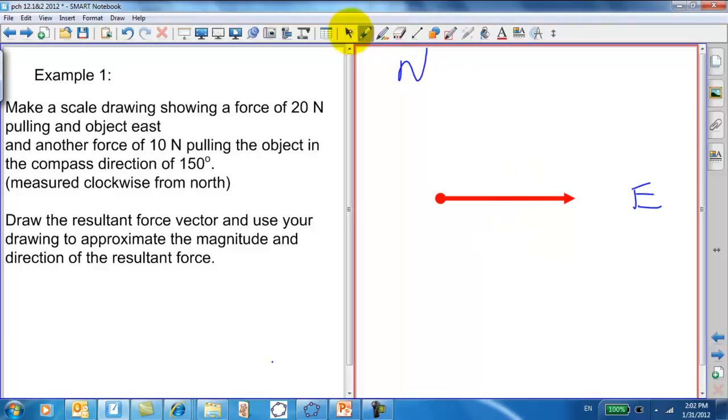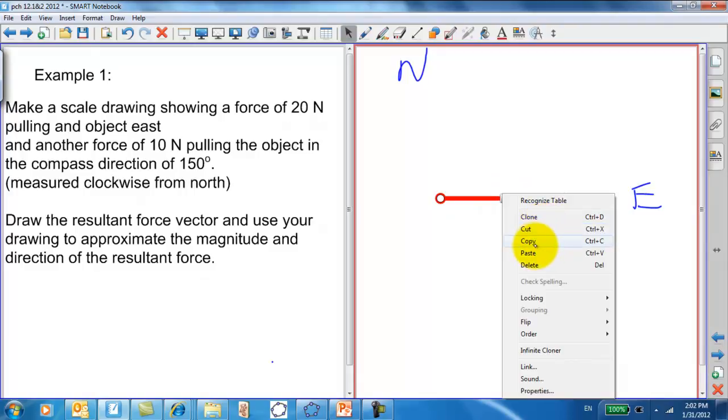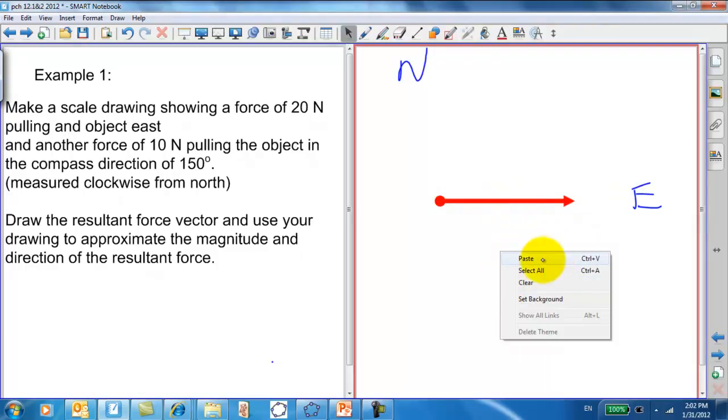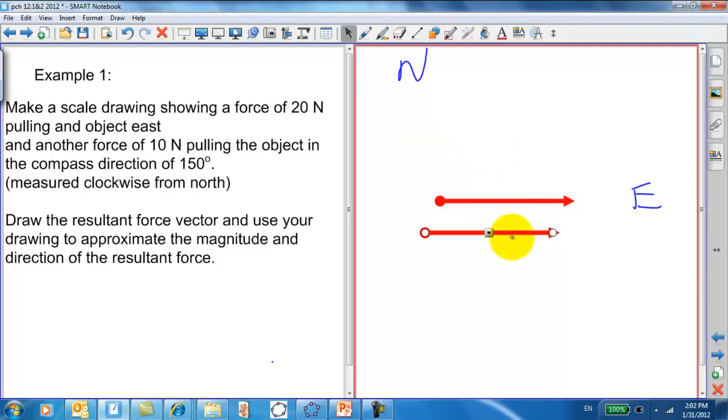So I'm going to make a copy of this one. Oh, it did not copy. There you go. Oh, now I got to paste it. Paste. Here we go. Now I'm going to take this vector and point it down like that. But it's only 10 newtons though, so it's like that. So there's my other vector at roughly, does that look about half as much? About half as much, but angled down at 150 degrees like that.